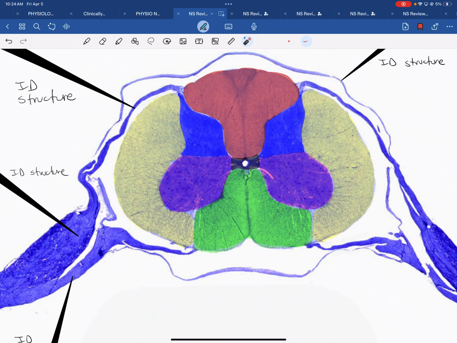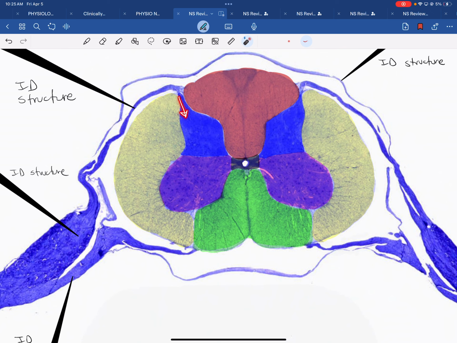Think of it like the head versus the torso. Those are special senses, so there's no posterior horn in the head, because there's no spinal cord in the head. So think of it like that. The only thing synapsing here is all sensory except for special sensory.